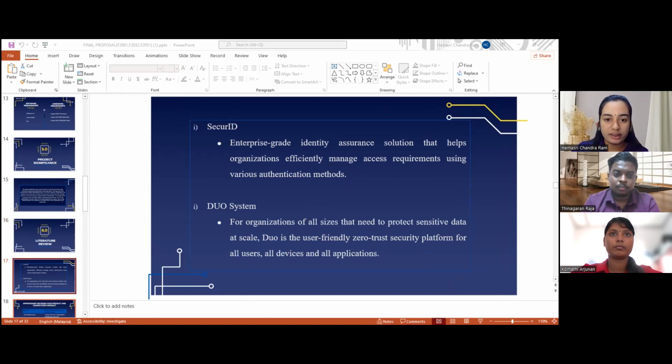Here we compare our system with the competitors. We have given two names of competitors. The first one is Secure ID, which is an enterprise-grade identity assurance solution that helps organizations efficiently manage access requirements using various authentication methods. Second is Duo, which is for organizations of all sizes that need to protect sensitive data at scale. Duo is a user-friendly zero-trust security platform for all users, all devices and all applications.